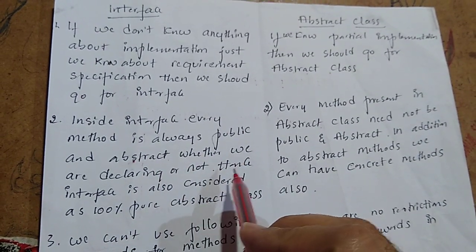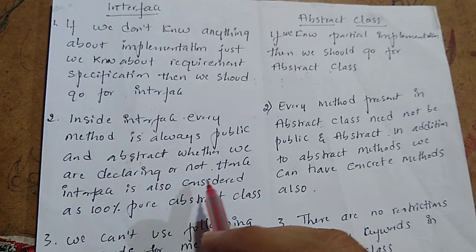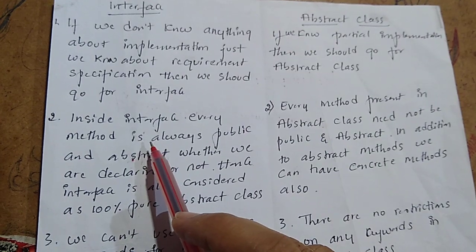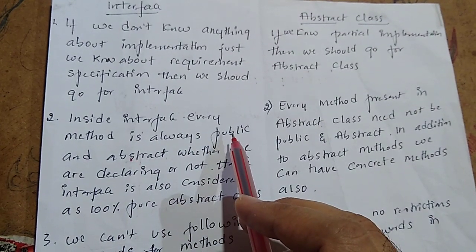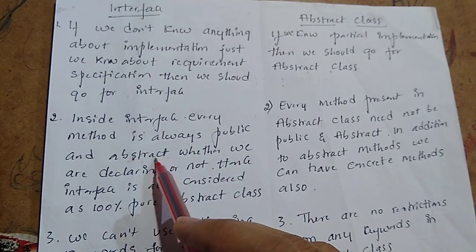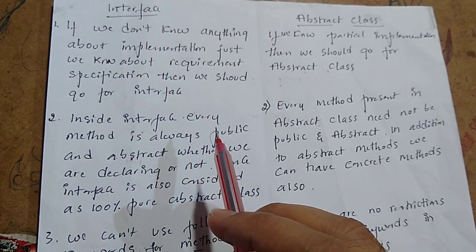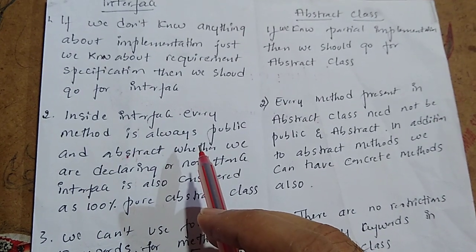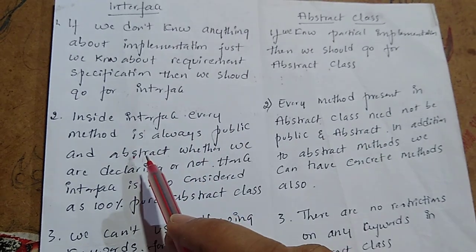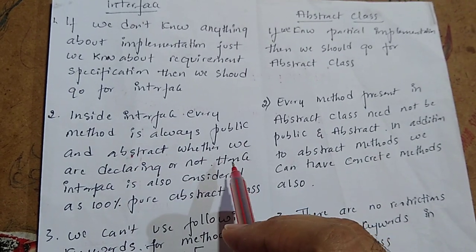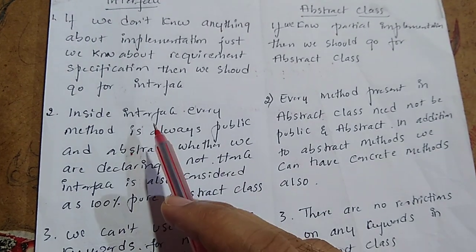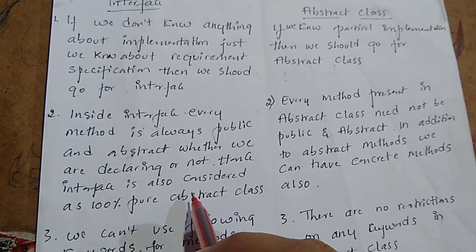The second difference is that inside an interface every method is always public and abstract, whether we declare it or not. Hence an interface is considered a 100% pure abstract class. Inside an interface all the methods are by default public and abstract, even if not specified. Abstract means a function without any definition. Since you will not find any function with a definition, an interface is also called a pure abstract class.